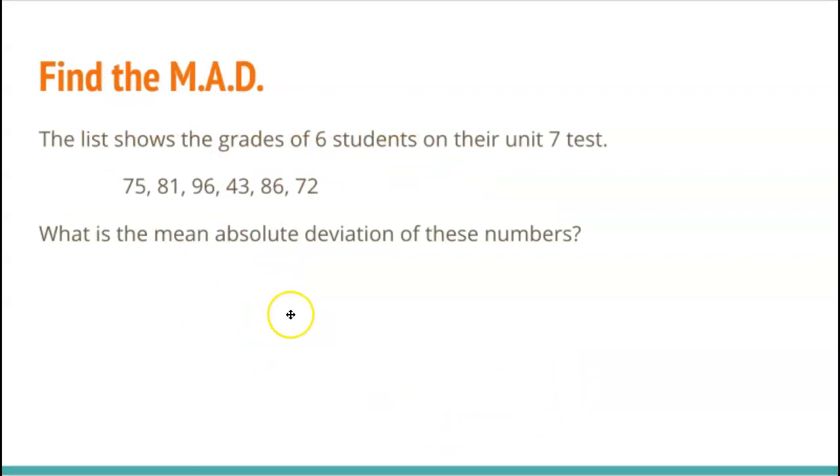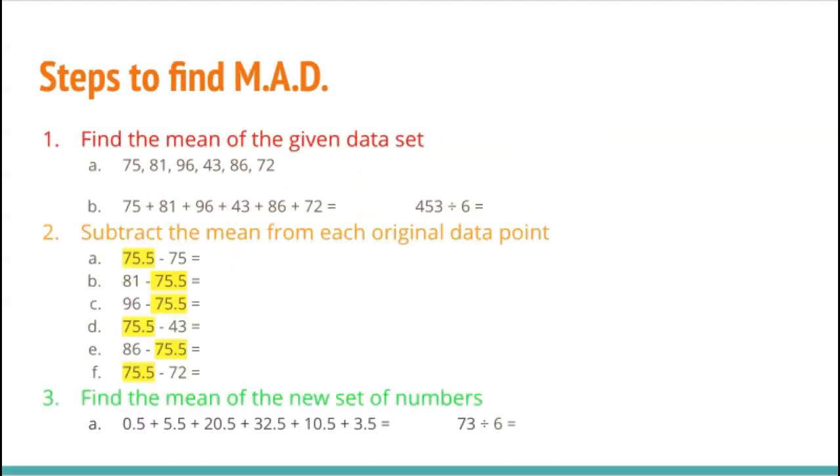The list shows the grades of 6 students on their Unit 7 test: 75, 81, 96, 43, 86, and 72. What is the mean absolute deviation of these numbers? So let's go ahead and follow our steps. Our first step says find the mean of the given data set.